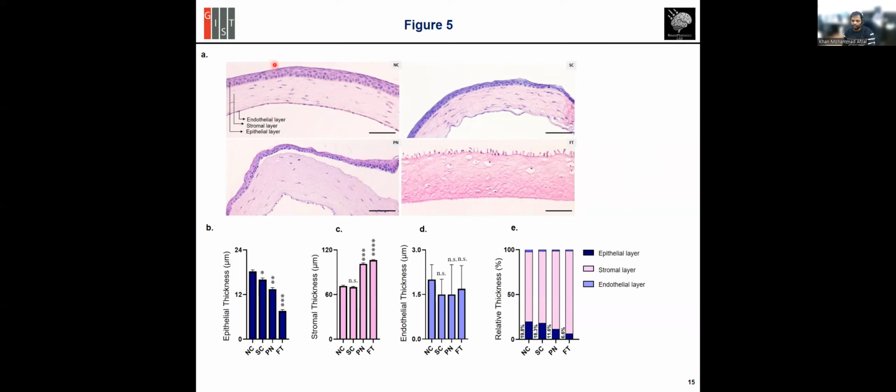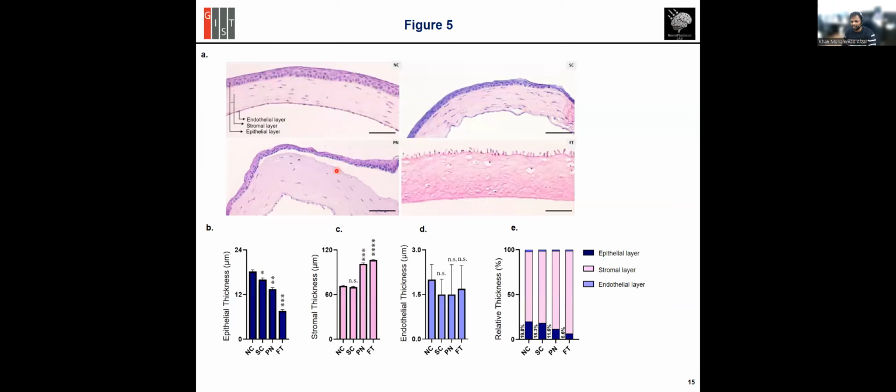So in the normal cornea, we can see this is the epithelial layer, this is the stromal layer, and this is the endothelial layer. After pulling, when I analyzed through H&E staining, we found that in the sham control there is not much significant change, but still some kind of activity we can see. But the major focus is on the pull nerve.